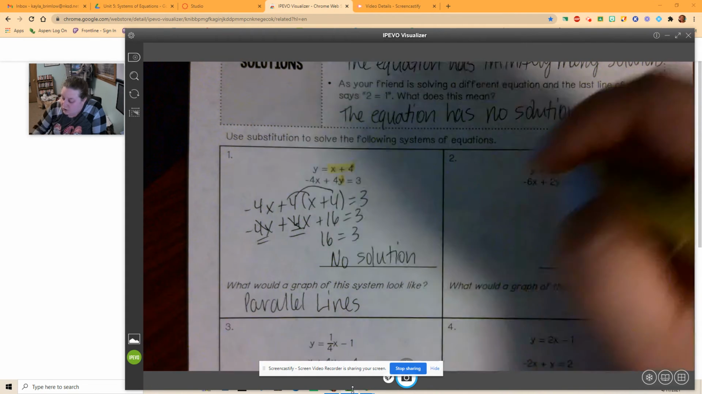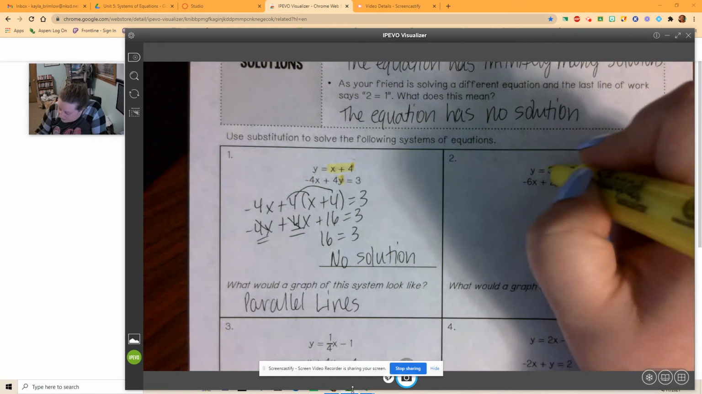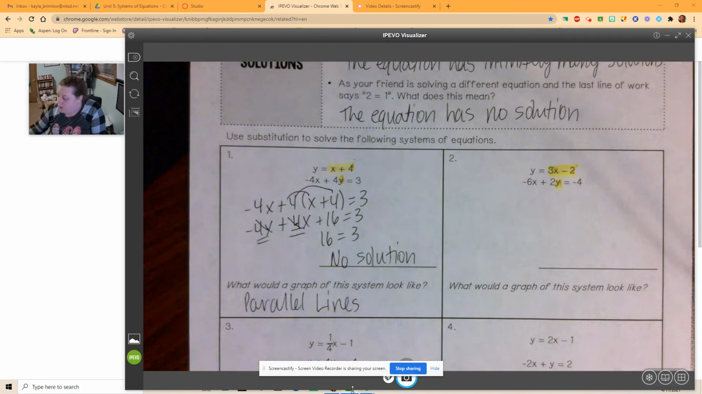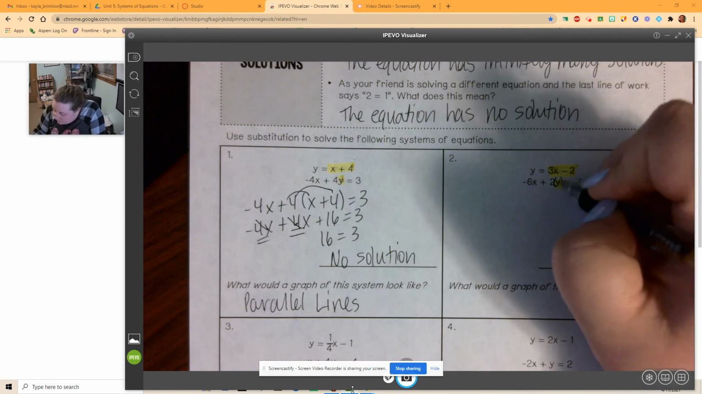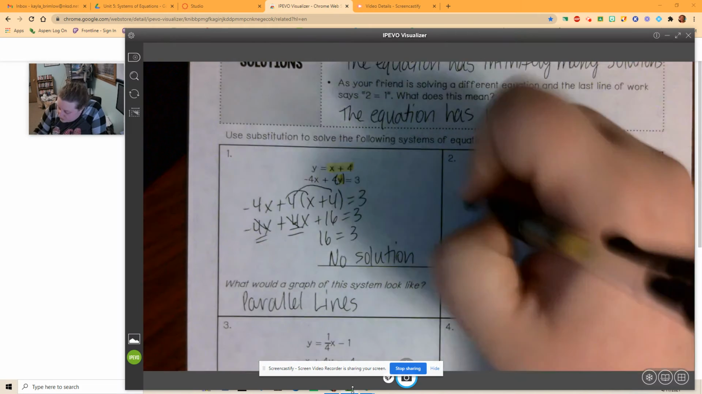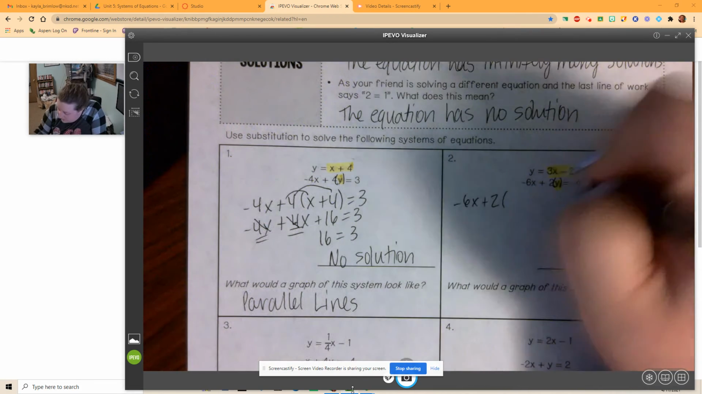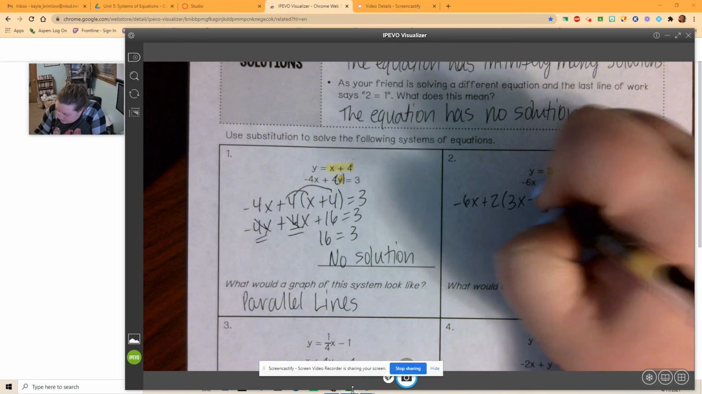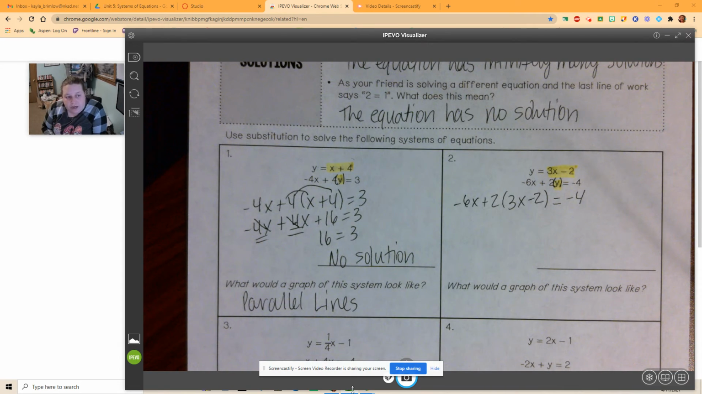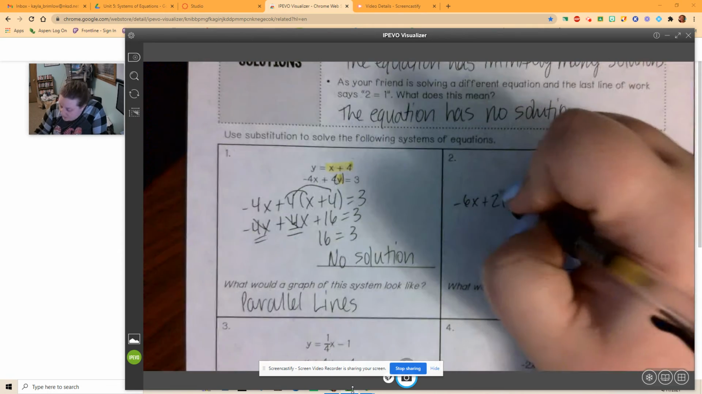y equals 3x minus 2. So we're going to replace y with 3x minus 2 in our next equation. Okay. Once again, notice it has the coefficient of 2. Therefore, I need to put parentheses around whatever I get for y. So negative 6x plus 2. I'm going to open those parentheses and I'm going to replace it with 3x minus 2 equals negative 4. I stop and do a quick check and see that I'm only working with one variable now, x.